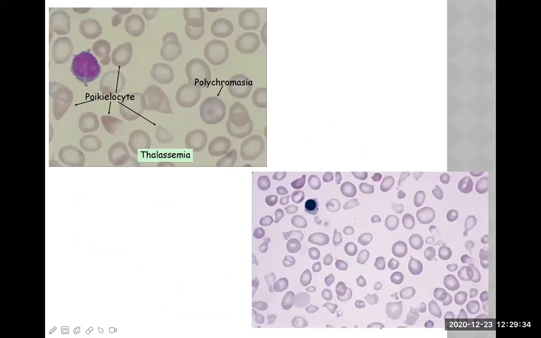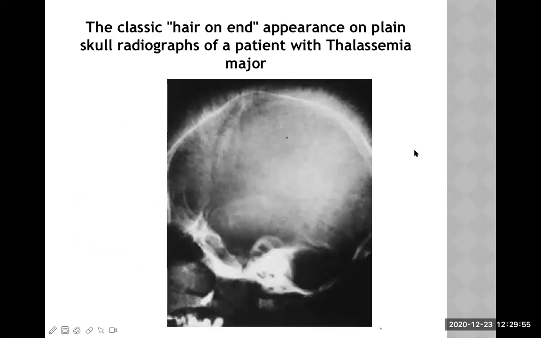Now look at this peripheral smear here. These are polychromasia, different types of color. Poikilocytes and anisocytes are different things, a bit similar to the other types of hemolytic anemias, and most of these cells are microcytic hypochromic cells. This is the classical hair-on-end appearance on a plain skull radiograph of a patient with thalassemia major. This is a very important X-ray. We have already seen it before. This type of question is very commonly asked in computer-based exams these days. They may give you a clinical scenario, show this type of picture, and ask the question.